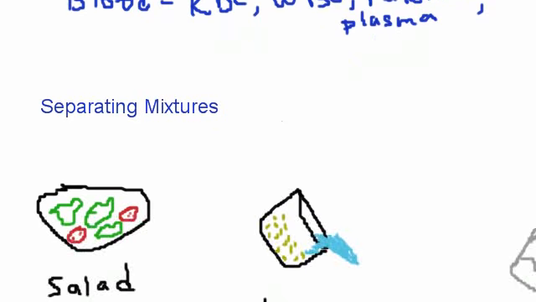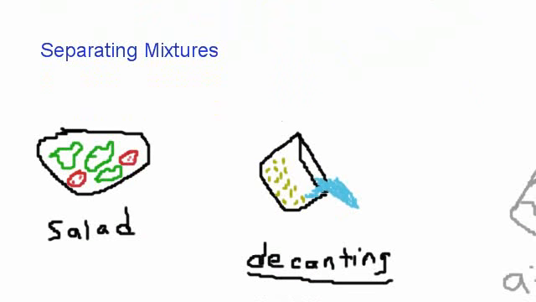Okay, so let's go down here. The last thing that we're going to do is separating mixtures. So let's take a look at this salad bowl that I drew. One way to separate the lettuce and the tomato is by grabbing a fork and taking out the tomato. I can grab a fork and just take out the tomato from this salad bowl, or I can take out the lettuce if I wanted to. So that's one way of separating it. It's a physical way of doing it.